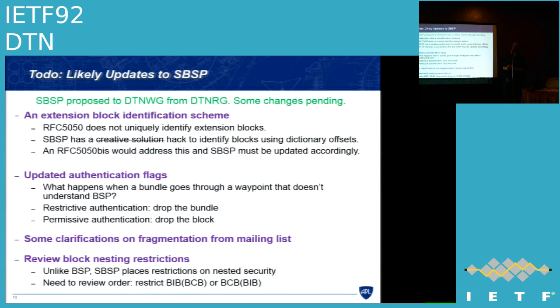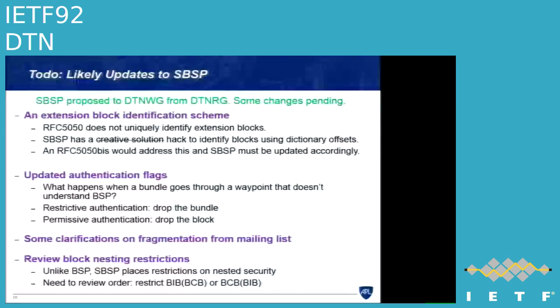The first is that RFC5050 does not currently have a mechanism for uniquely identifying an extension block instance. There is clearly an extension block type, but if you have 2 extension blocks of the same type, there is no way in the block header itself to say that this is instance 1 of that type and this is instance 2. So we've created a creative solution where we put some information in dictionary offsets that provides a unique identifier, and that is certainly functional, but clearly if RFC5050 bis adds an identification to extension blocks, we would adopt that mechanism as opposed to what we're doing right now.